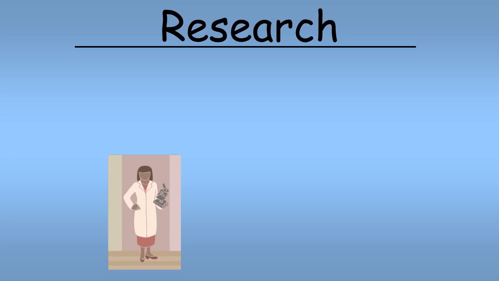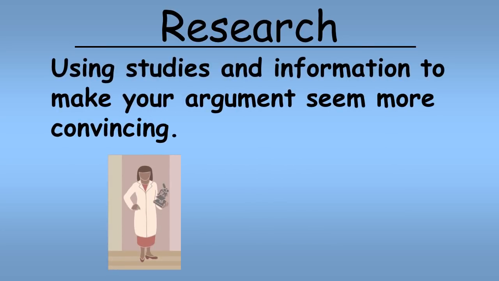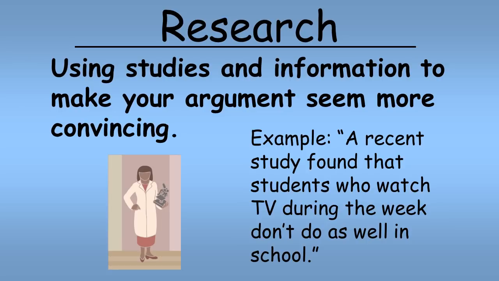Our sixth and final strategy is called research. This means using studies and information to make your argument seem more convincing. Now, this doesn't necessarily mean that you are the one doing the research. It could be research that someone else is doing that you are citing. For example, a recent study found that students who watch TV during the week don't do as well in school. Of course, to use this study, you're probably going to have to do some researching of your own to find it, hence the name research. And with that, we've noted all 6 of our persuasive strategies.